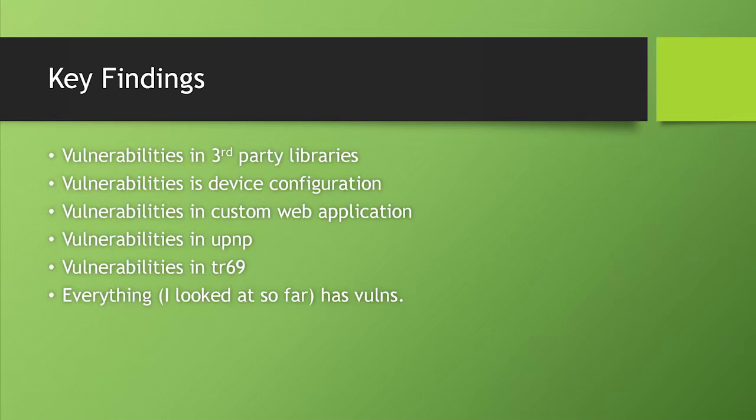UPnP and TR-069, those are both protocols that routers have to deal with. And the amount of vulnerabilities in these two protocols is unbelievable.